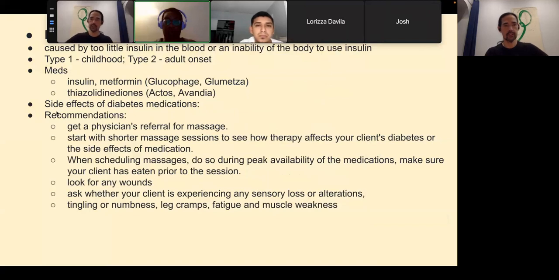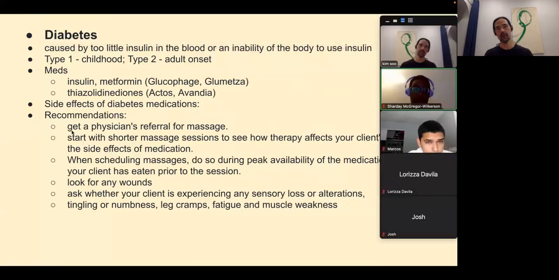Okay, so some of the side effects will be down here among the recommendations, which is good. It's more direct for you guys. So the recommendations for massage therapists are, if someone has diabetes, always get a physician's referral for massage. Now that's for the MBLEx test.